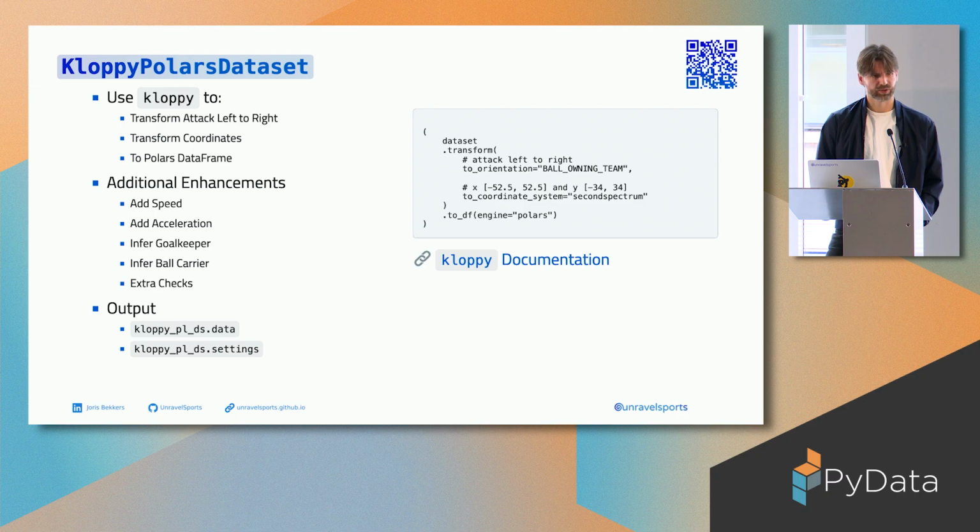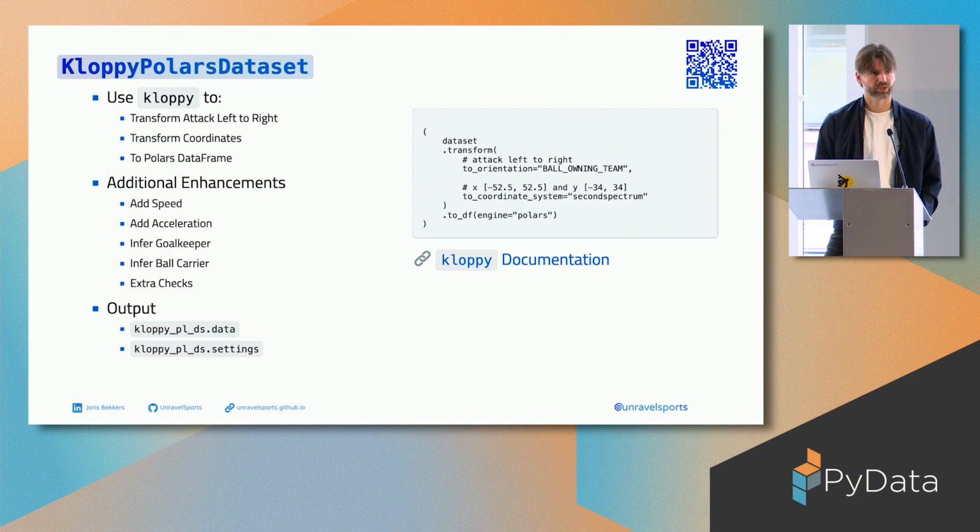So what happens under the hood? Under the hood of the Kloppy Polars dataset class, we use Kloppy to transform all the attacks from left to right. You saw in the images we attacked from, let's say, bottom to top. It's the same thing, just making sure that all the goals happen on the same side of the pitch. It makes it easier to train, and easier for the model to learn what's going on.